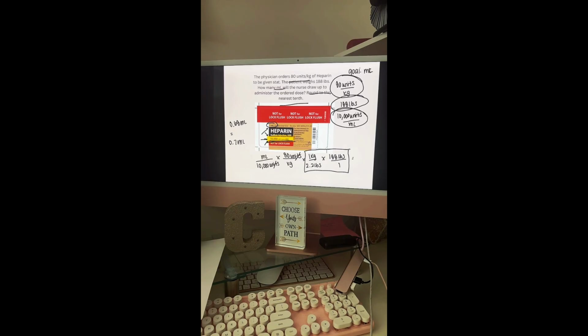5 times 5,000 times 10 divided by your 10,000. So it would have been 5 milliliters. Even my teacher was confused. I don't know why. All you had to do was flip it. Okay?